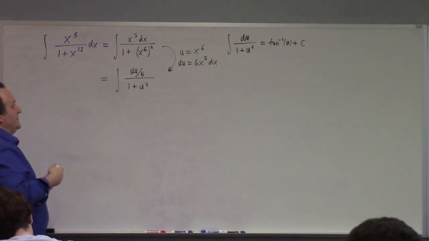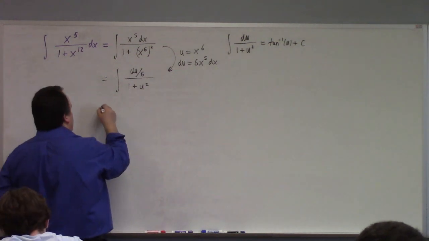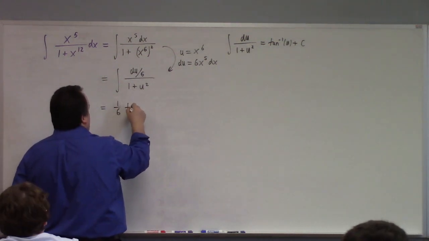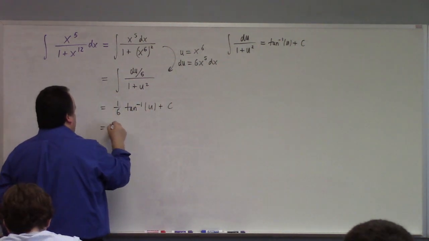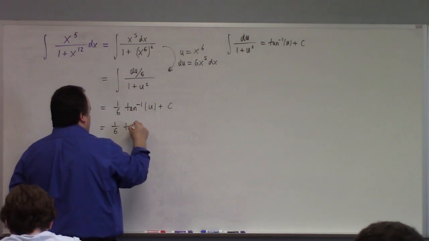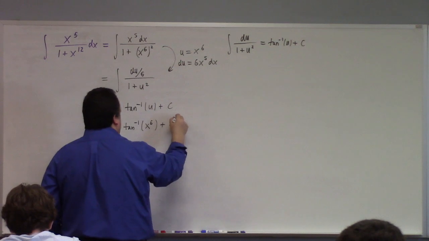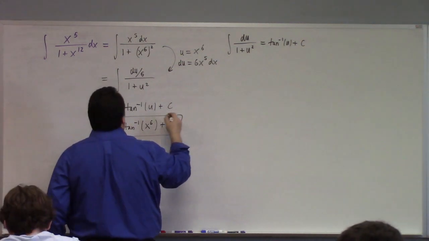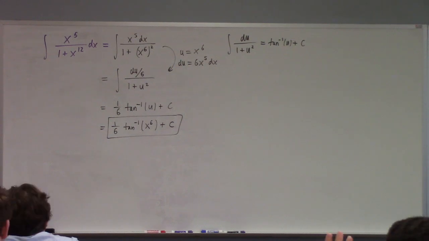So x to the 5th dx is du over 6. And yeah, so I get 1/6 inverse tangent of u plus a constant, also known as 1/6 inverse tangent of x to the power 6 plus a constant. Yay. You're like, but my homework problem has a minus. So what do I do? Anybody get any ideas?